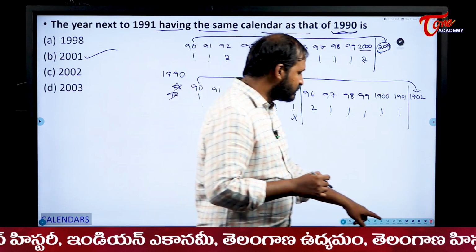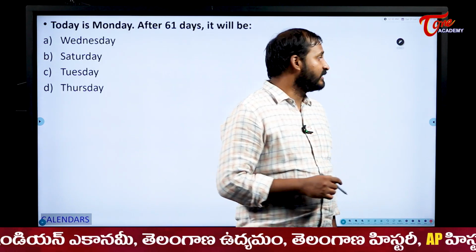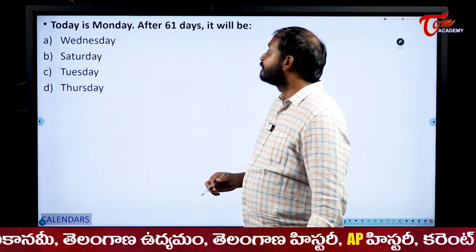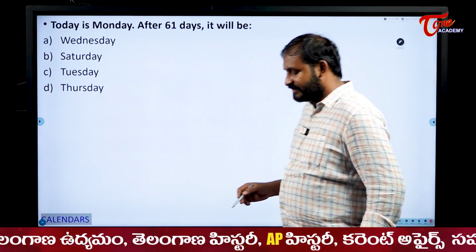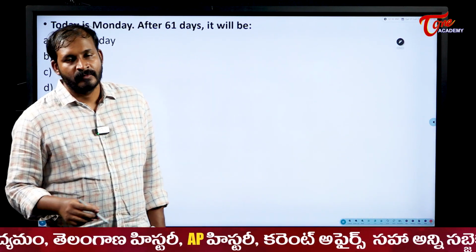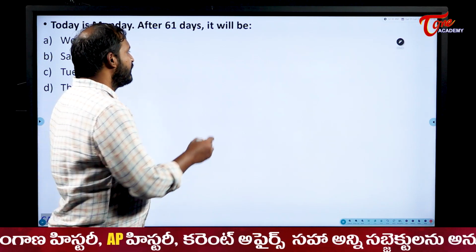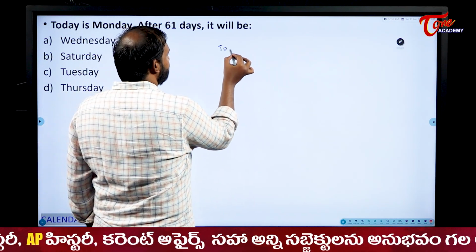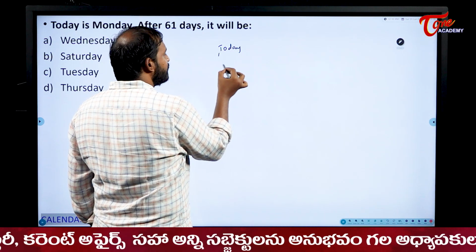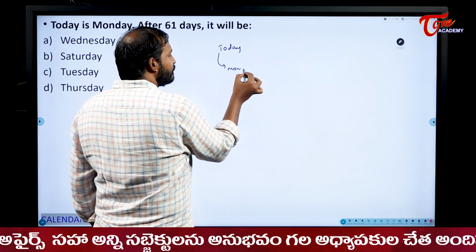Okay, don't use that plus 6, plus 11, plus 11 and plus 28 logics there. Right, next one. Today is Monday. After 61 days it will be? Now see here, students, today is Monday. For example, if today is Monday, after 7 days what it becomes? Same Monday. Am I correct or not?